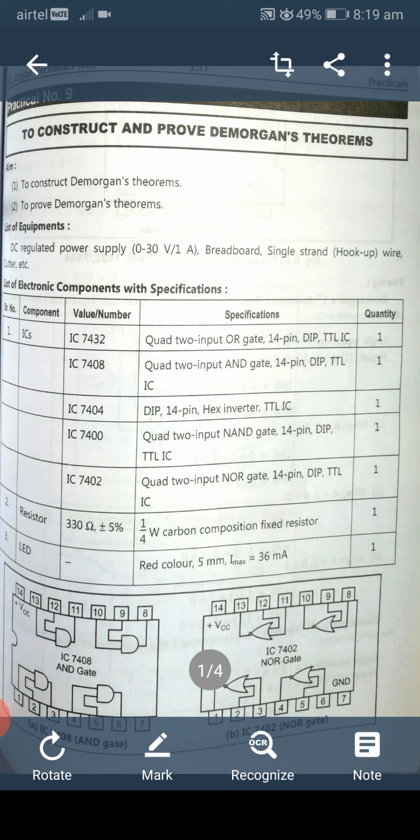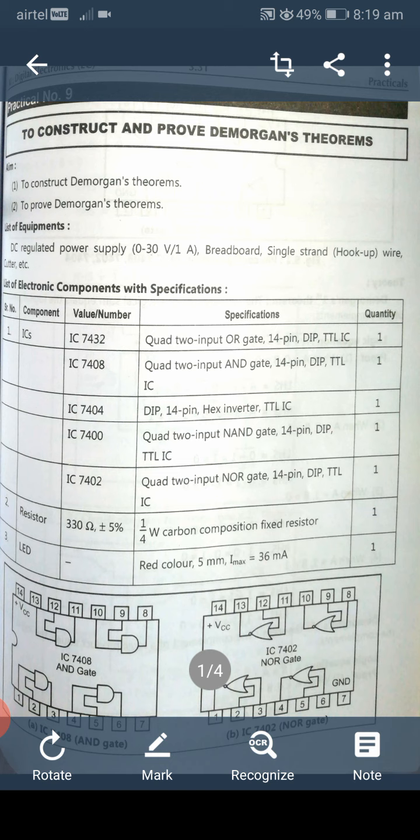The component required for this experiment is IC. The first IC is IC7432. The specification of this IC is quad 2 input OR gate, 14 pin DIP (dual in line package), TTL transistor logic integrated circuit. Quantity required is 1.